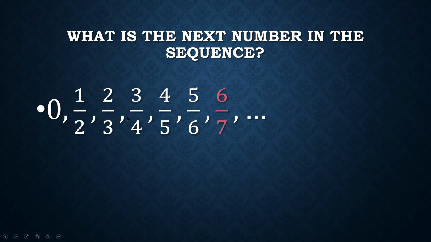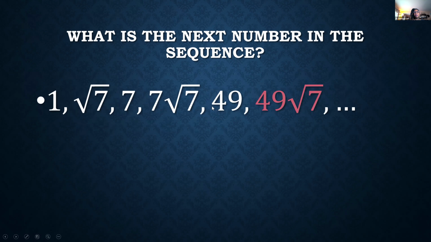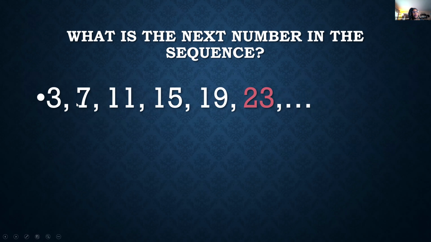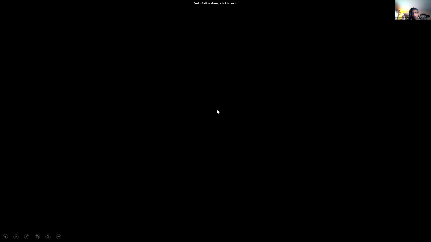All right, this one was fairly easy, 5/6, and next one is 6/7. And then this sequence, we keep multiplying by the square root of 7, so that was correct. And this one had a constant distance between any two elements of the sequence, which was 4. And that's it. All righty.